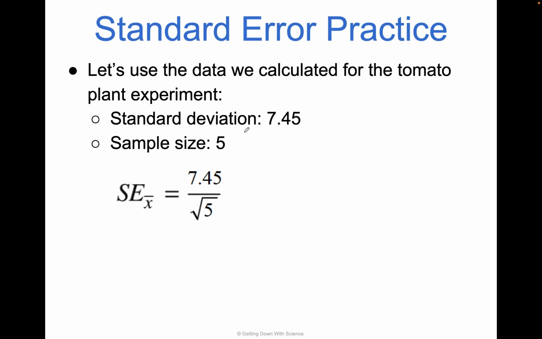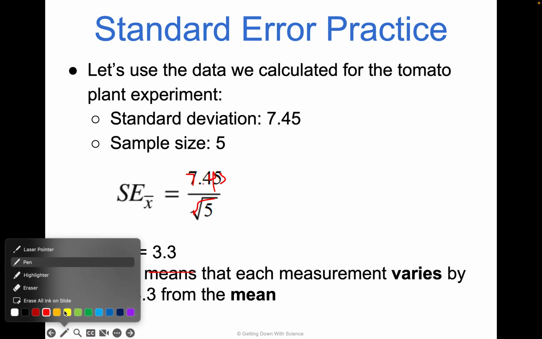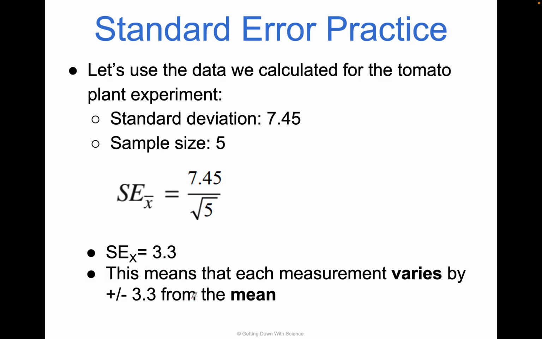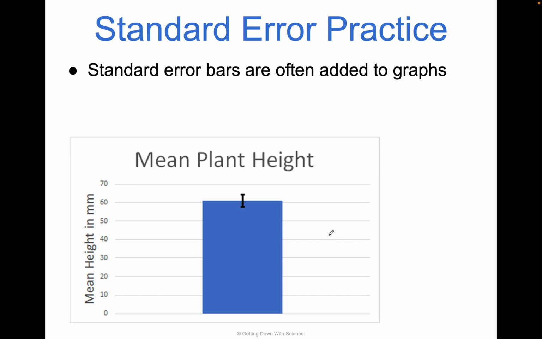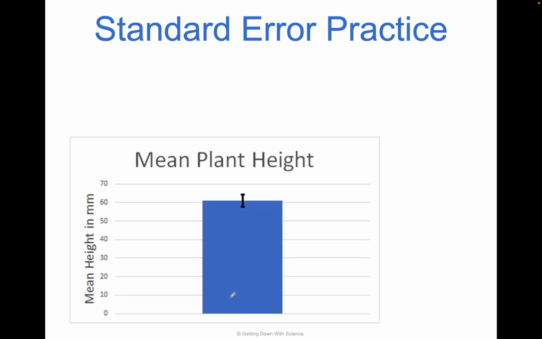So I would do it first by getting the square root of 5, taking that number, 7.45 divided by whatever the square root of 5 is. So your standard error of the mean here is going to be 3.3. This means that each measurement varies by 3.3 from the mean. So again, this is a plus or minus. This is a give or take. What that means is that in this single plant, each measurement varies, so it could be up or down from the mean itself.